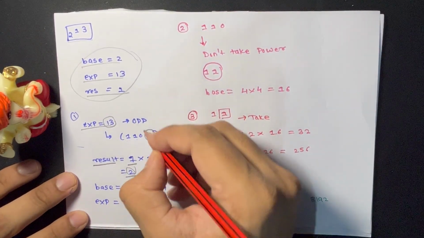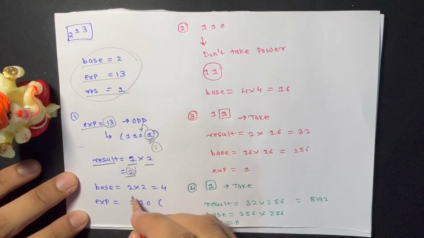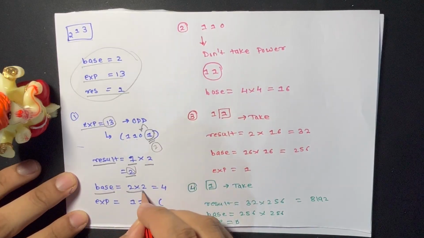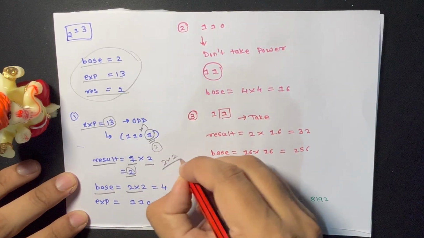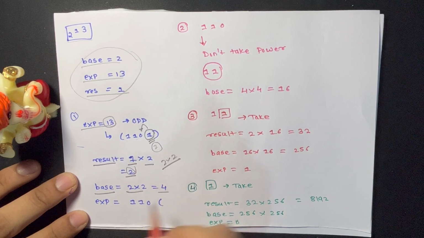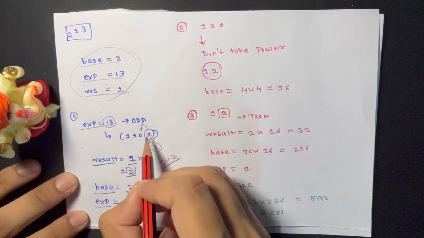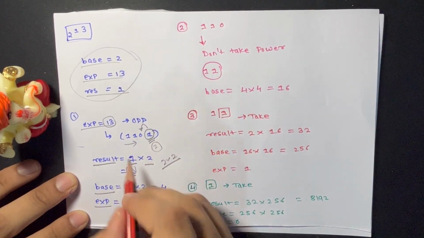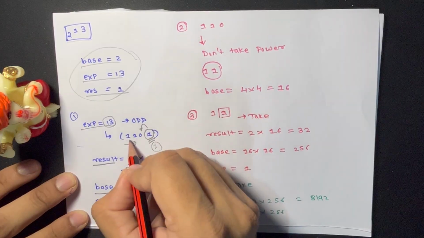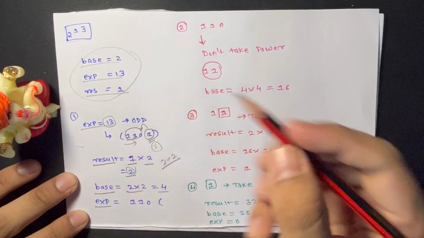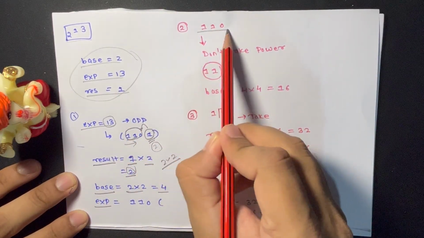Now we calculate the next base, which is 2 to the power of 2. So base is equal to 2 into 2, we just take the square, so it equals 4. Then we do a right shift operation. So exp is equal to 110, and we will be computing from 110 in the next step.